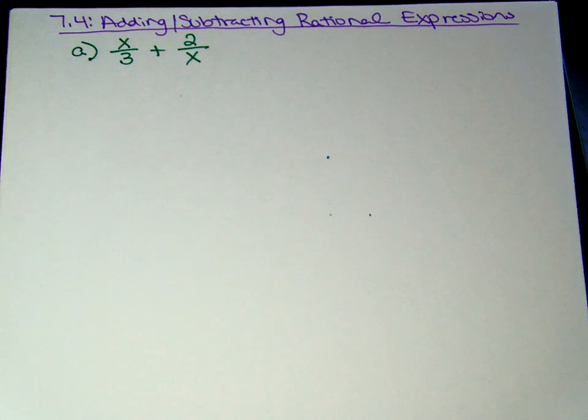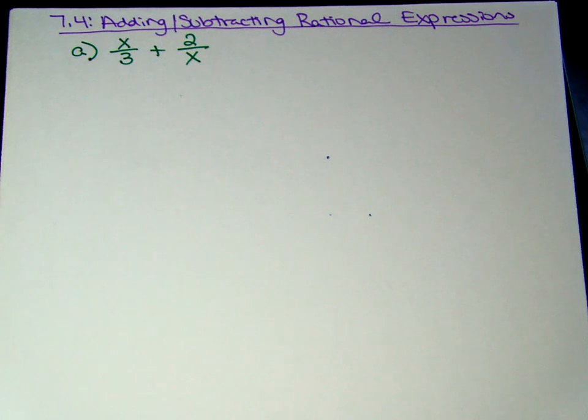Okay, so 7.4 is adding and subtracting of rational expressions. And you may think that looks really familiar because 7.3 was adding and subtracting of rational expressions and finding least common denominators. So 7.3 and 7.4 really are kind of two sides of the same coin.